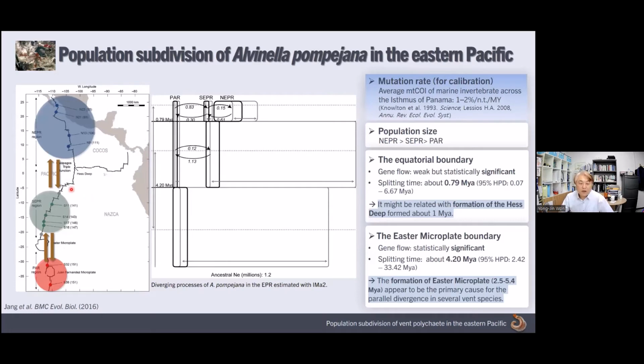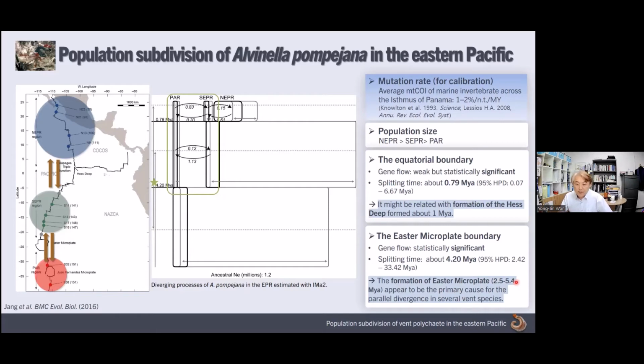And finally, using this result, we put the data into 3 different populations and applied 3-population IM analysis, isolation with migration analysis, and got this result. First, the effectively largest population stays in the north, then south, and PAR, in that order. We found the splitting time of PAR and the ancestor group of the other 2 populations happened around 4 million years ago. It is quite surprising to me because geologic studies said that the formation of the Easter microplate happened around 2.5 to 5.4 million years ago.